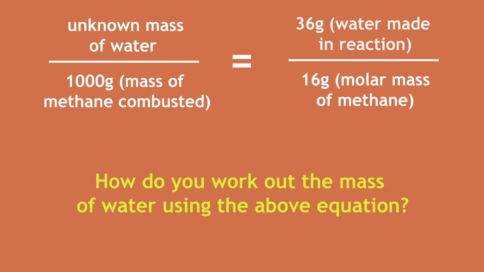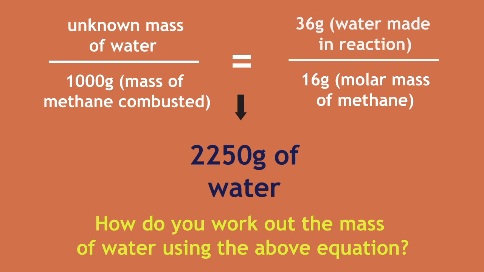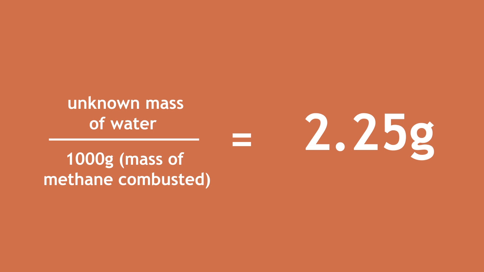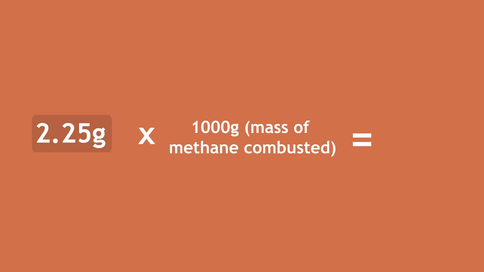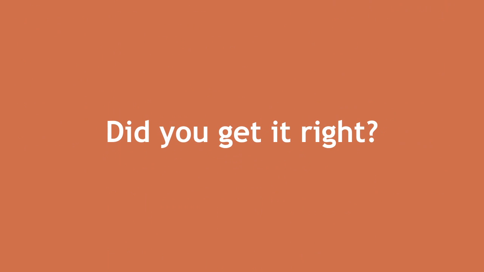The amount of water produced by combusting 1,000 grams of methane is 2,250 grams of water. This is because 36 divided by 16 gives 2.25. You then have to rearrange this formula for the unknown mass of water. This is done by multiplying 2.25 by 1,000 grams of methane combusted. So 2,250 grams of water were produced. Did you get it right?